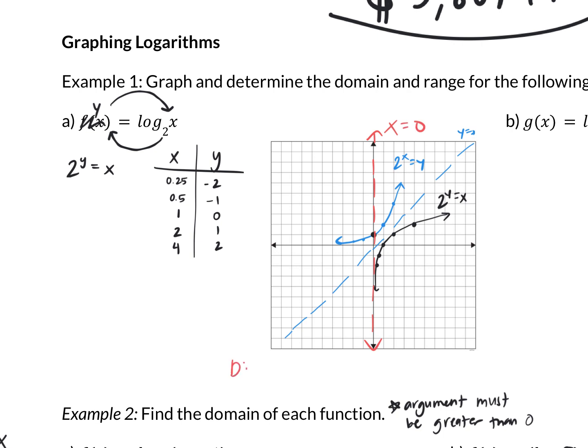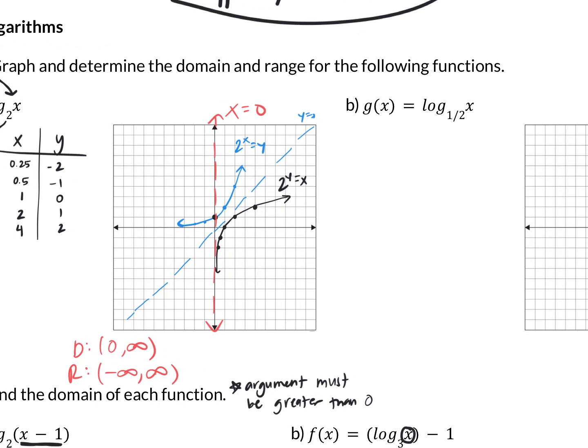What is my domain and my range? Domain would be from 0 to infinity. And my range is negative infinity to positive infinity. Okay? Also, a little flashback from previous unit. Is this function here increasing or decreasing? Increasing. Very good.